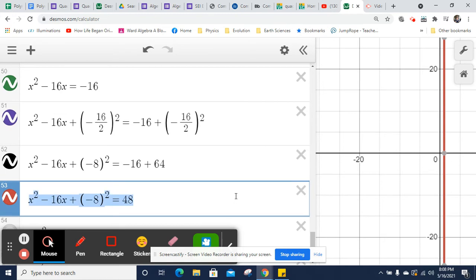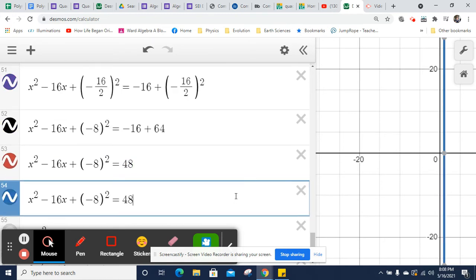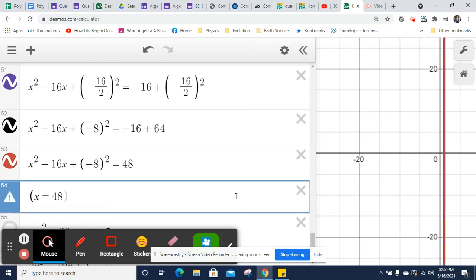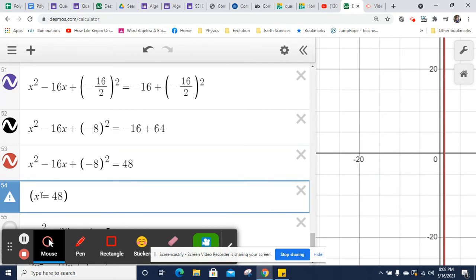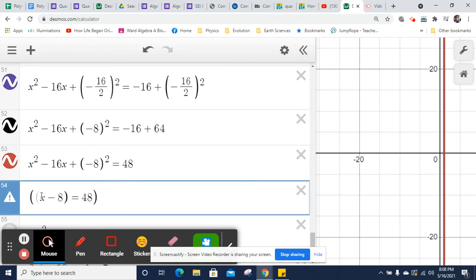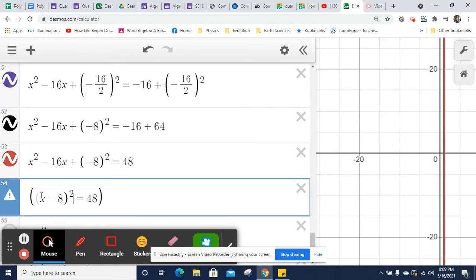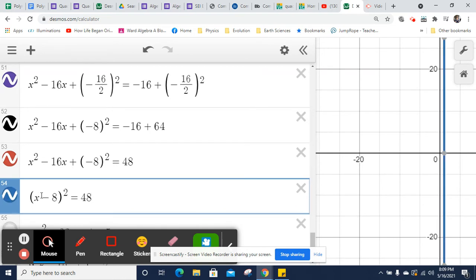And now we're ready for step 3, which is to factor the left side. So the left side becomes x minus 8. That's the usefulness of keeping this here. It reminds me that it's going to be x minus 8. Okay, and that's going to be squared. And I did something weird with parentheses, but there we go. We are good. X minus 8 squared.